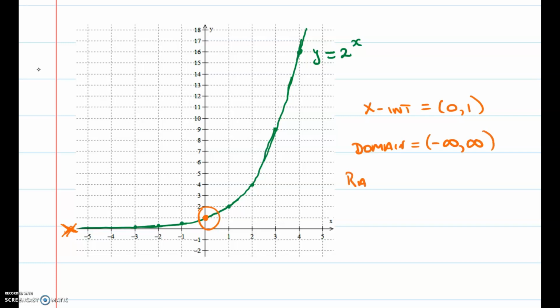But the range, okay, the range is different. The range, it's never going to go down below the x-axis. In fact, it never even touches the x-axis. And remember, the height of the x-axis is 0. So it starts at 0, but never actually even touches 0. So to show that it doesn't touch 0, we put a round parenthesis there. It does climb higher and higher. Remember, range is up and down. So down, the bottom of it is going to be 0. The top of it, it has no top. It goes on forever. So that's infinity there as well. Okay, so those are some features of exponential graphs.